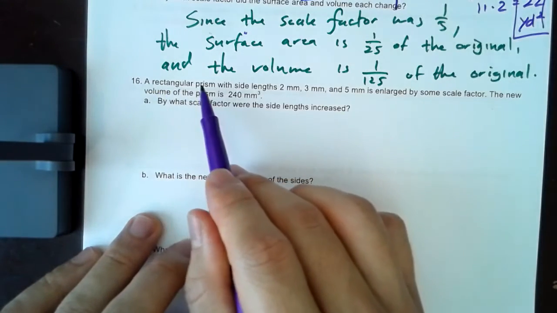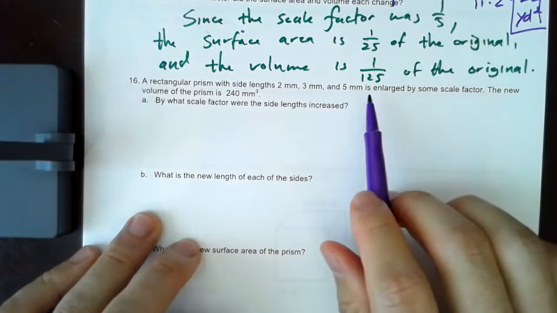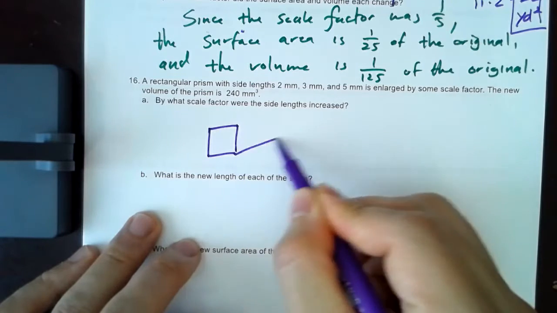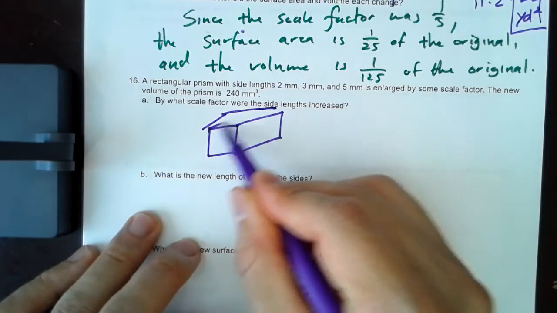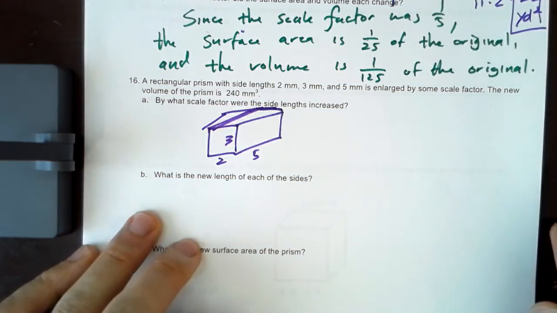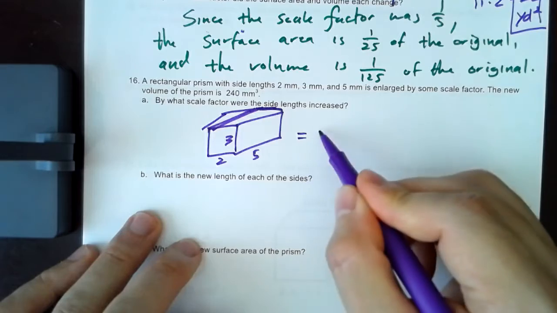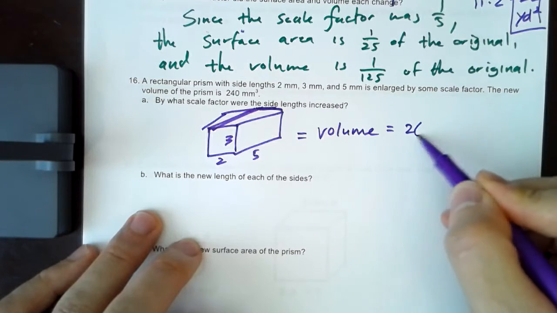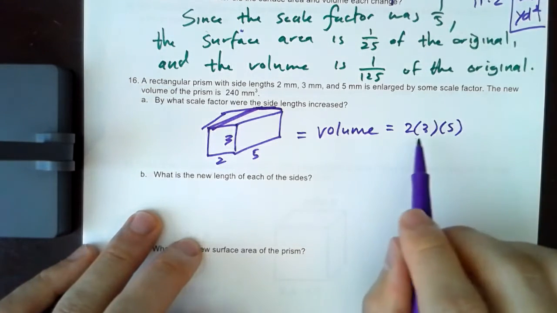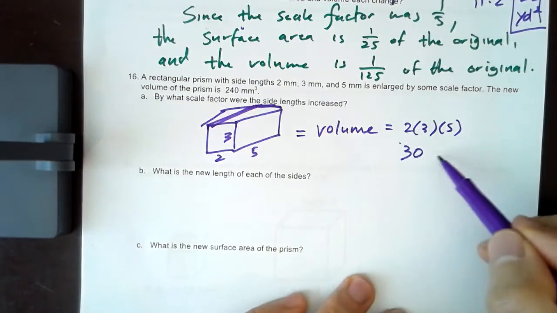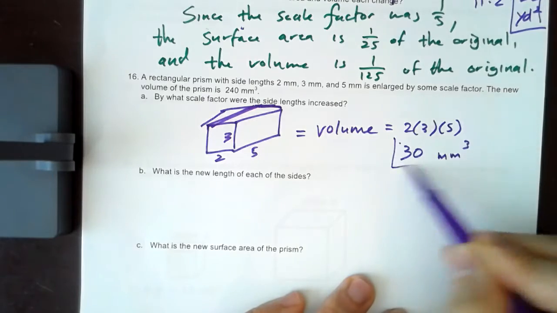Okay. A rectangular prism with side lengths 2, 3, and 5 is enlarged by some scale factor. Okay, so it's a rectangular prism that's 2, 3, and 5, and I keep drawing the butter pieces. The volume of the new prism is 240. Well, first of all, what is this volume? This volume, the current volume, is 2 times 3 times 5, which is 30. So this is 30 millimeters cubed.